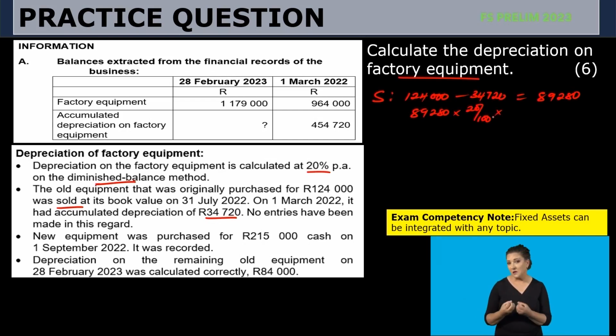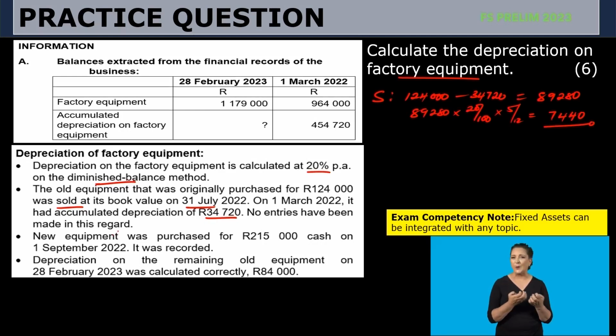For how many months did we have this asset before we disposed of it? You will see that it was disposed on 31 July. So you're counting from March, April, May, June, July, 31 July. So that is 5 over 12 months. And that will give me 7,440. That is depreciation for the sold. And then we go on.